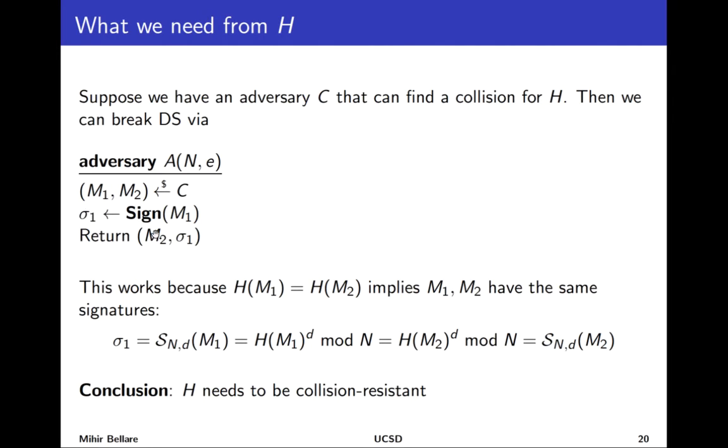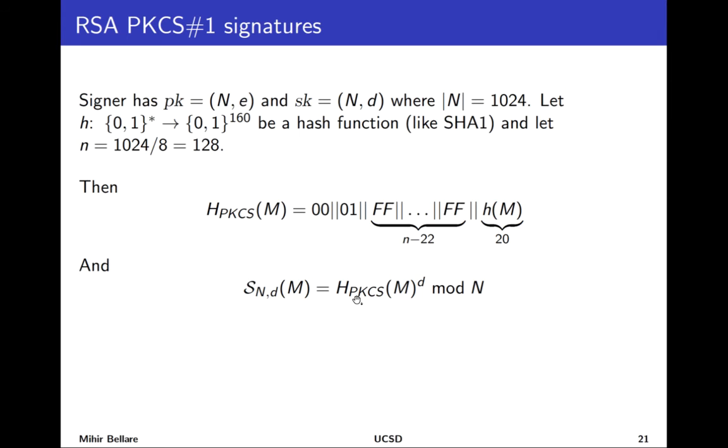This signature works for M2 by all these equations, but since M2 is not equal to M1, that is a victory for the adversary. So what we conclude from this is that a necessary requirement on the hash function is collision resistance. It better be hard to find two messages with the same hash. But that isn't necessarily enough. It's a necessary but not sufficient condition.